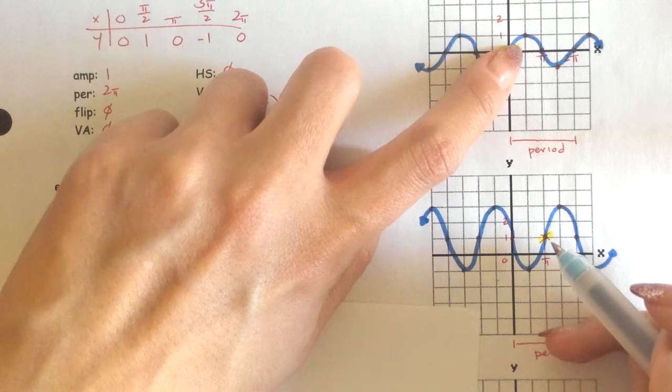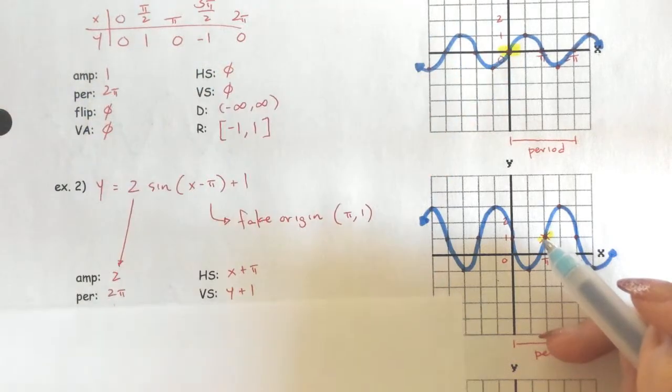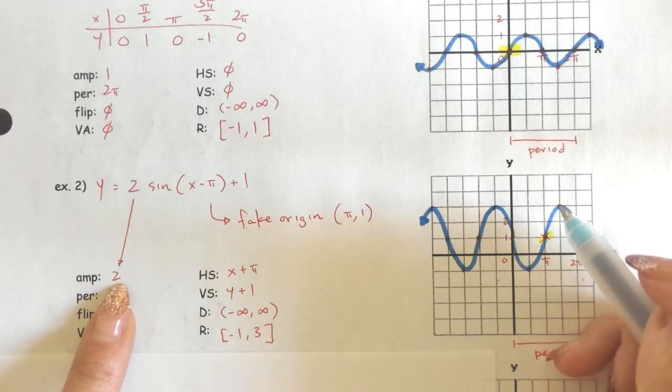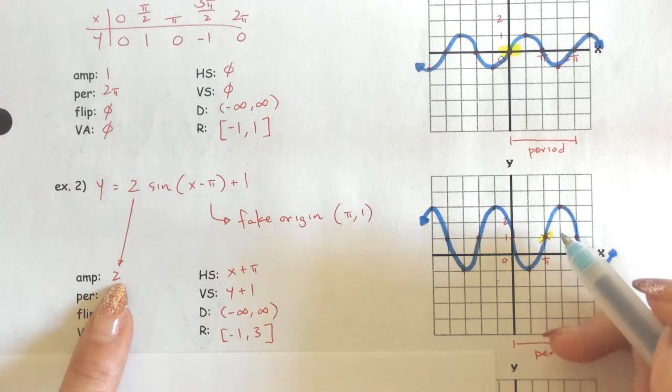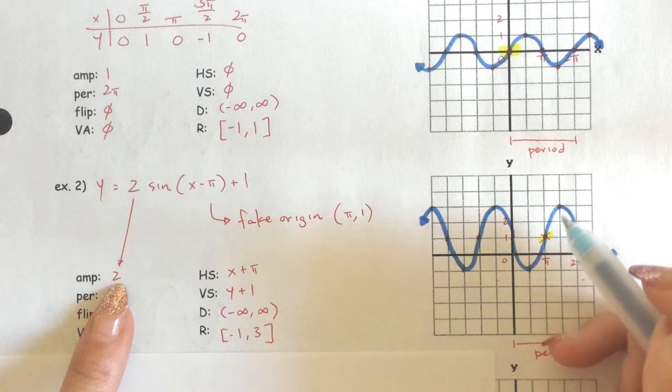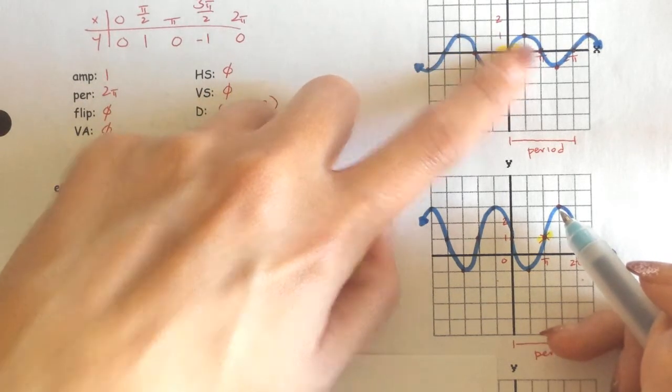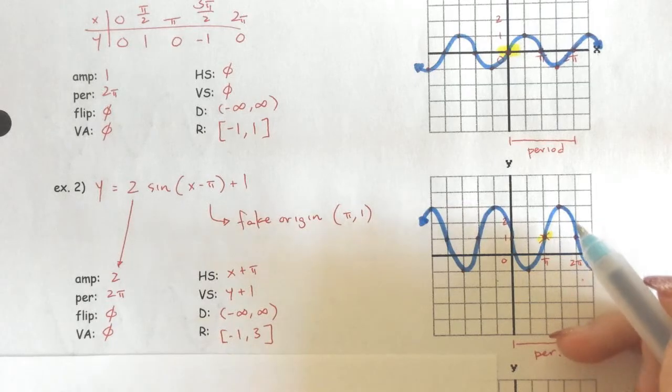Usually they go to the right and up 1. What is this going to do? It's going to go to the right and up 2 because it has an amplitude of 2. So it goes to the right and up 2. And then usually it goes to the right and down 1. So I go to the right and down 2.